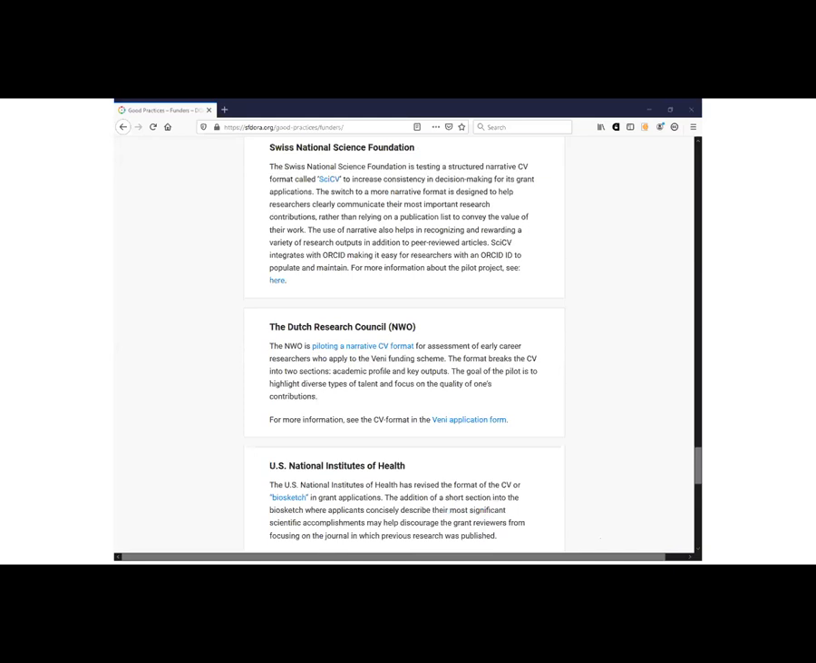Also, the Swiss National Science Foundation introduced scientific CVs outlining important contributions. Or the Dutch Research Council, which asked to break researcher CVs into two sections: the academic profile of the researcher and key outputs. And it's up to the researcher to describe those key outputs.